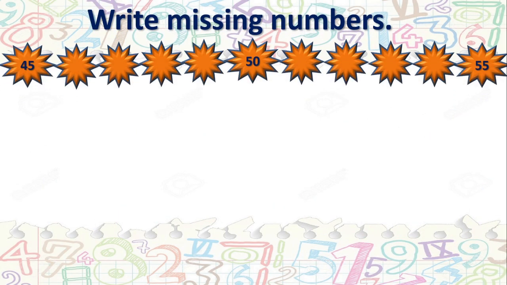Here also write missing numbers. This is also for you. Here 45 is given and 4 stars, they are empty. You have to number them. Here 50 is given. Again 4 stars are empty. You have to give them the numbers. Then it is 55. So please write the missing numbers over here. Okay.